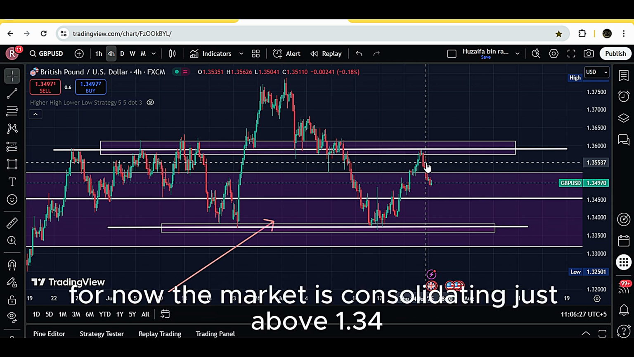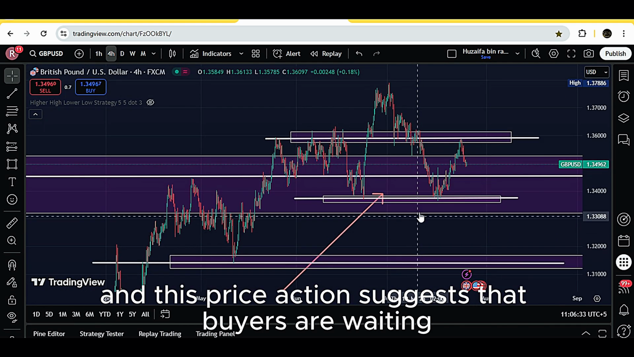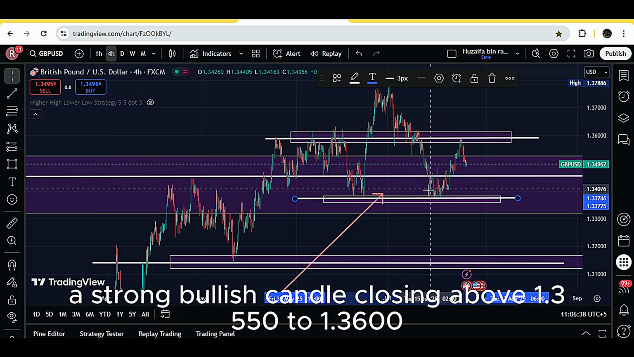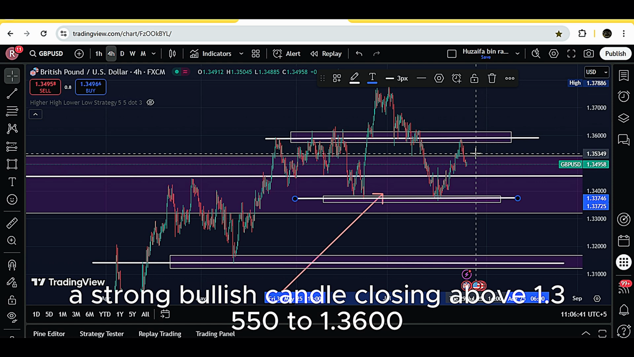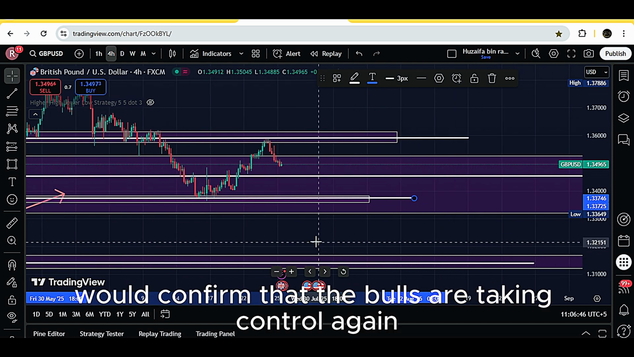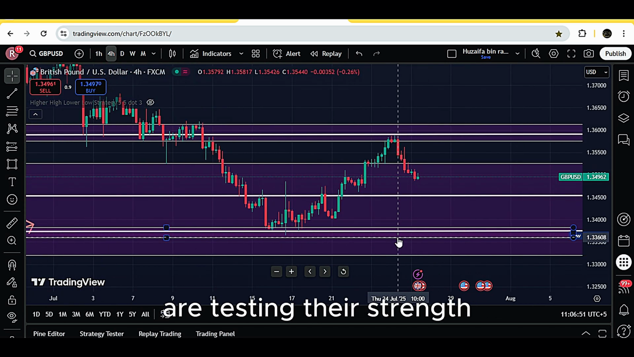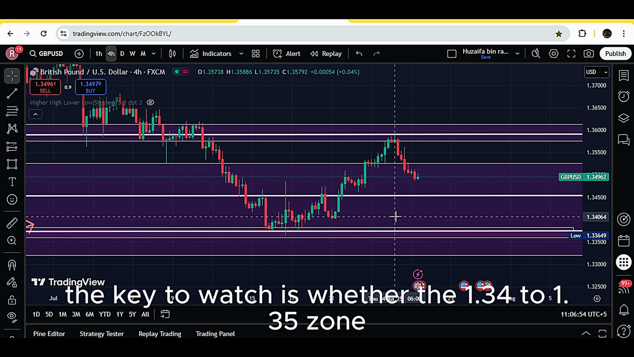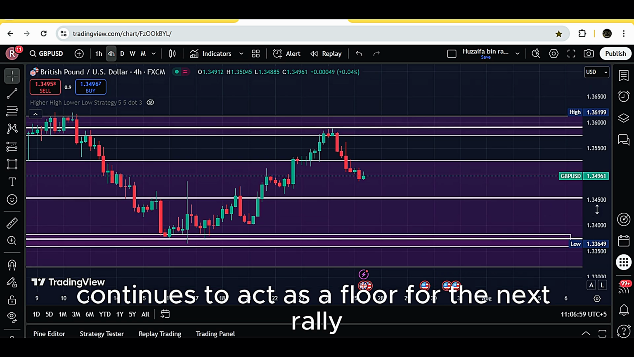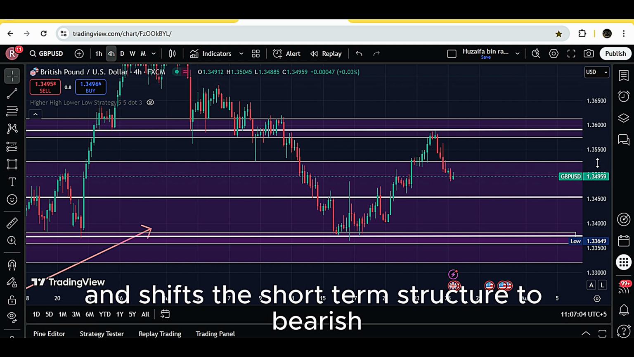For now, the market is consolidating just above 1.34, and this price action suggests that buyers are waiting for a clear breakout signal. A strong bullish candle closing above 1.3550 to 1.3600 would confirm that the bulls are taking control again. The 4-hour chart is currently a battle zone where both buyers and sellers are testing their strength. The key to watch is whether the 1.34 to 1.35 zone continues to act as a floor for the next rally, or if the market breaks below it and shifts the short-term structure to bearish.